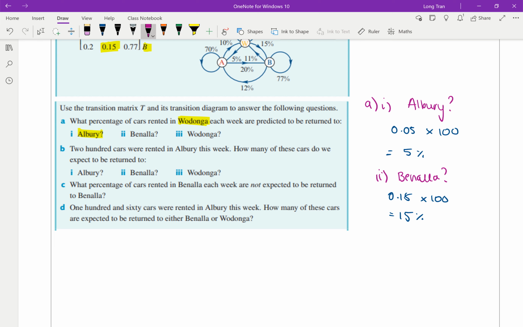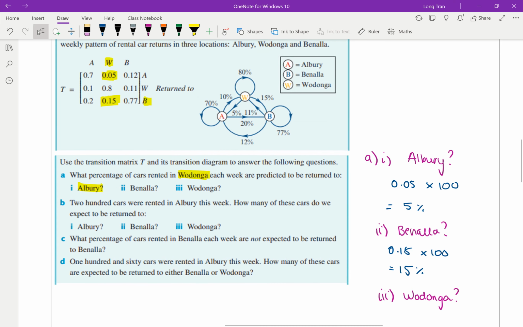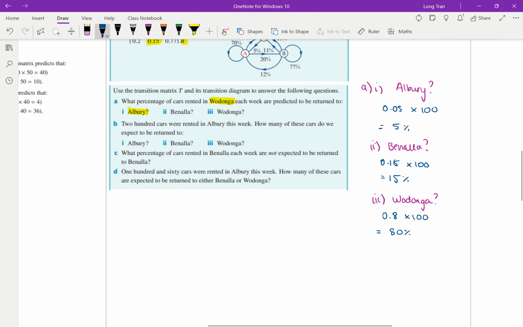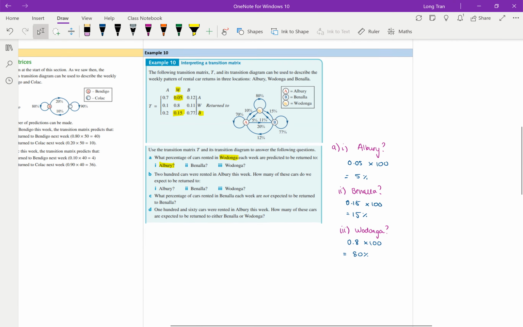Okay, and then finally, in the last one, triple I, returning it back to Wodonga. So you rented from Wodonga and then you return it back, and clearly in the diagram we can see, or we can see in the transition matrix, Wodonga returning back to Wodonga is 80%. So here 80%, or 0.8, sorry, times 100 makes it 80%. Okay, so question A I was relatively straightforward there.